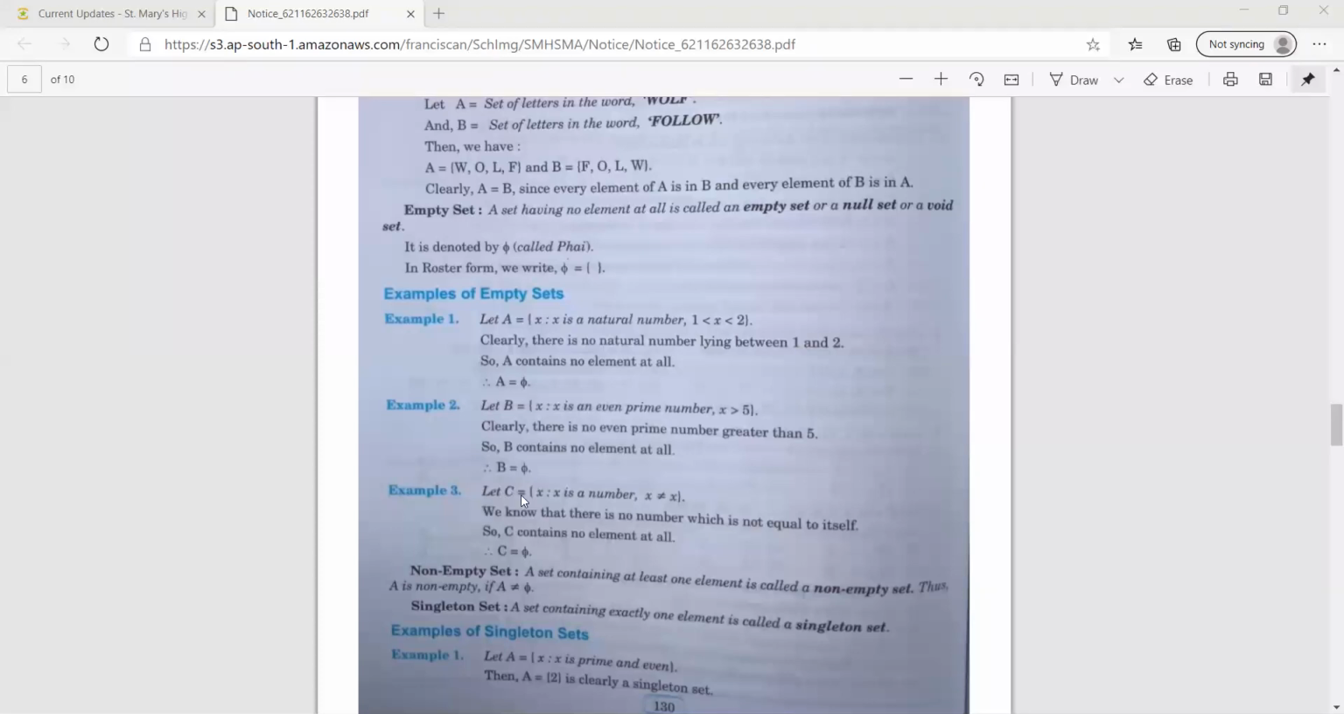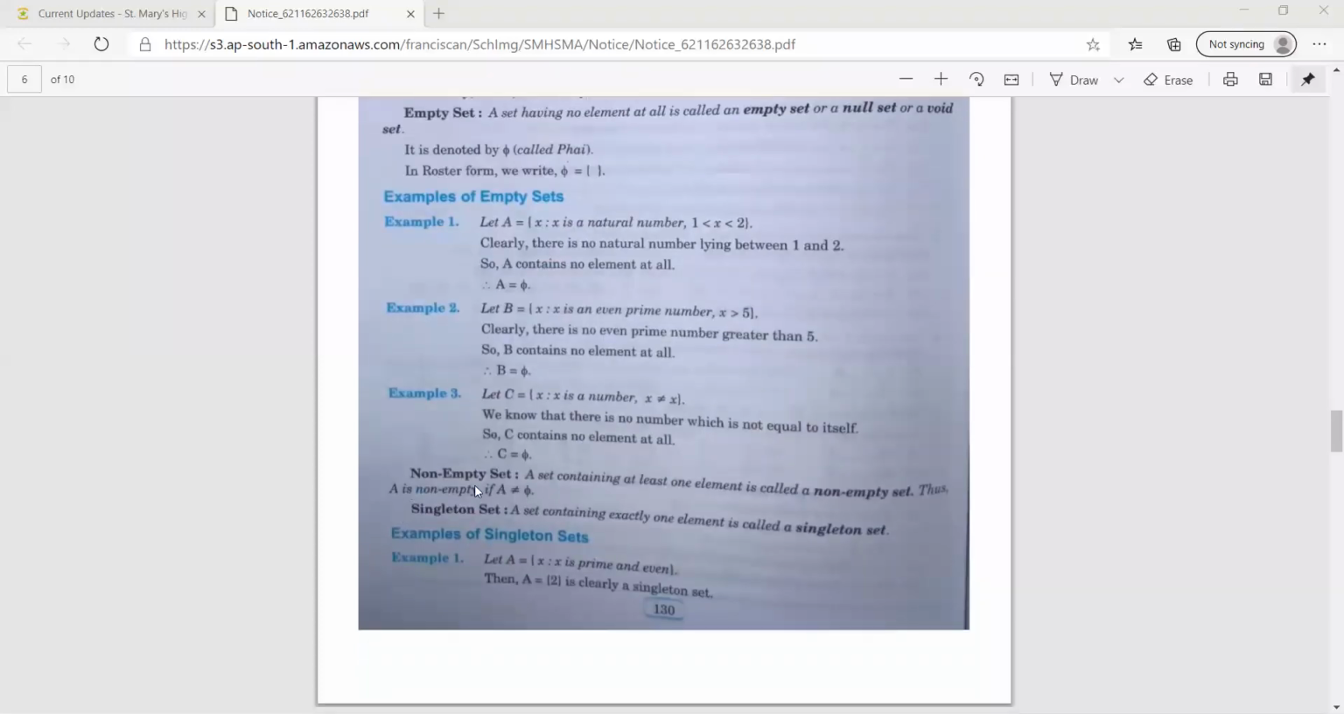Next, let C equal {x such that x is a number and x is not equal to x}. We know that there is no such number which is not equal to itself, isn't it? 5 will be equal to 5, 10 will be equal to 10, 11 will be equal to 11. So we don't have any such number which is not equal to itself. So this set will again have no element at all, and so it will be an empty set.